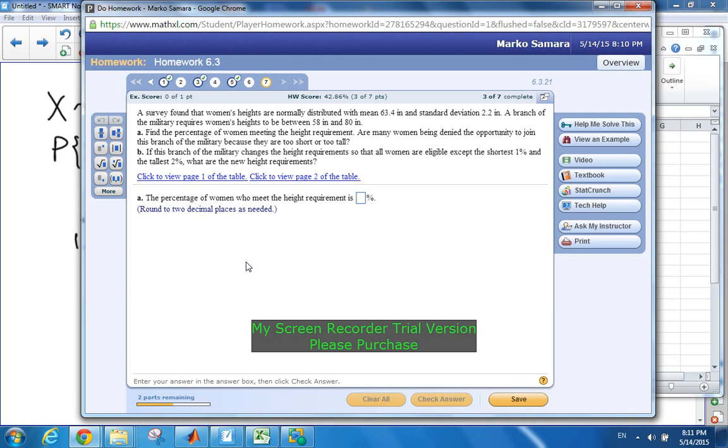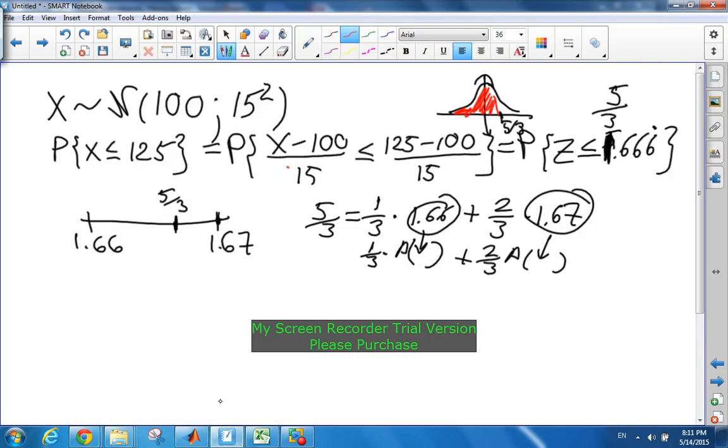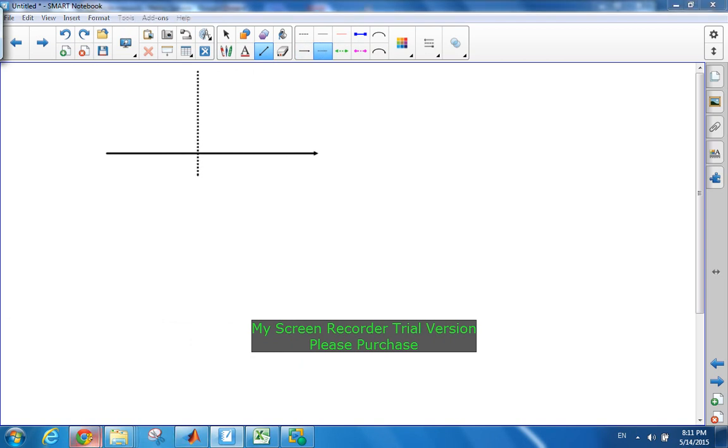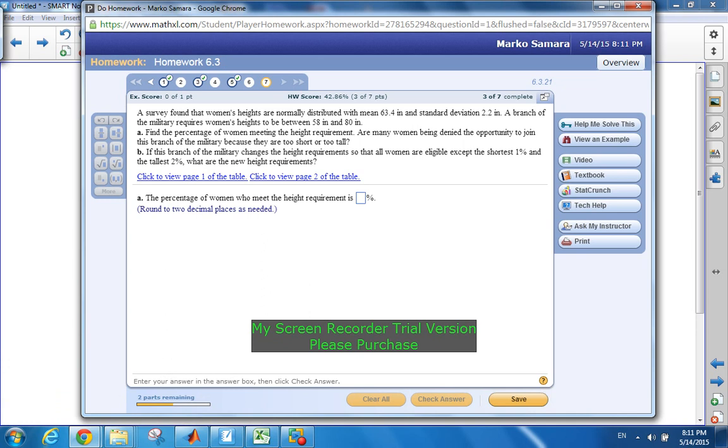The percentage of women who meet the height requirement. So we have the normal distribution with the mean 63.4 and standard deviation 2.2.